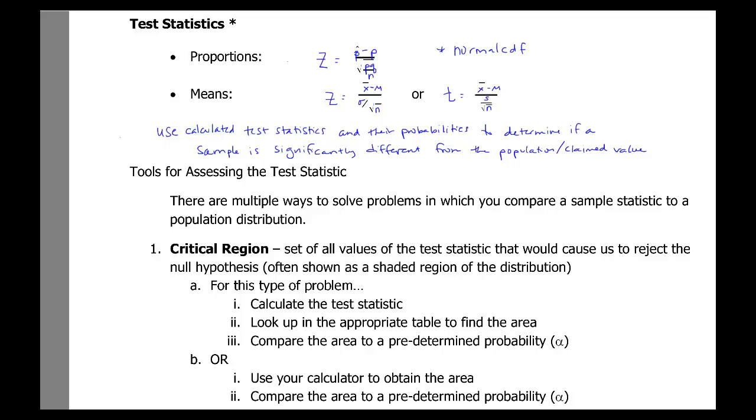So again, we know this already. We're going to calculate a test statistic, which you know how to do. We're going to find its probability, which you know how to do. And now the only thing we're adding is that we're going to use that probability to determine if a sample is significantly different from the population or claimed value in the null hypothesis.